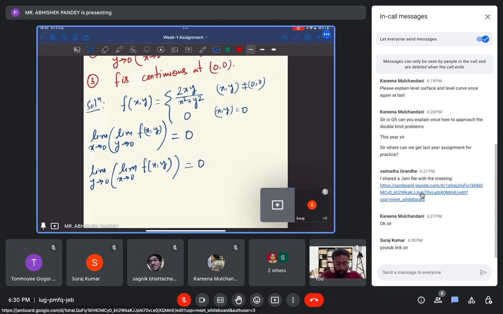And let me tell you one more thing. In general, these two limits are not equal. Once your f is continuous, then you can say that these are equal.